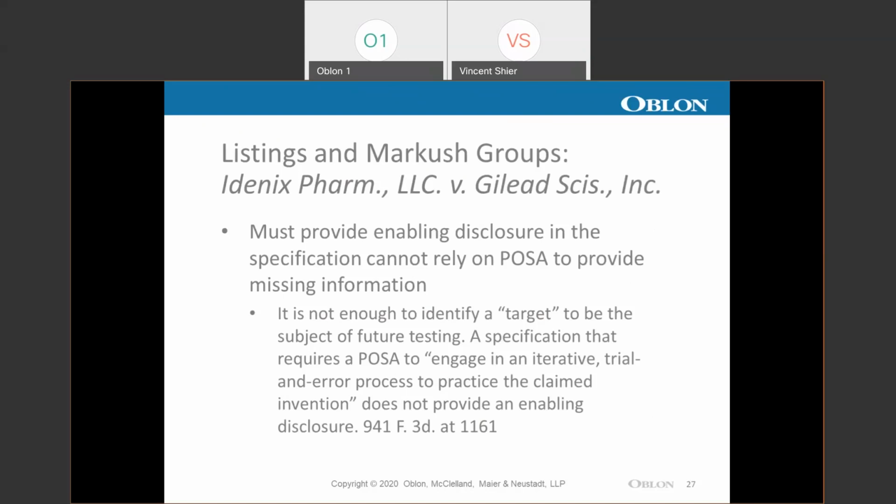it would be improper to rely on a person of ordinary skill in the art's knowledge of NS5B to fill in the gaps in the specification. They held that it's the specification, not the knowledge of a person of ordinary skill, to supply the novel aspects of an invention in order to satisfy enablement.